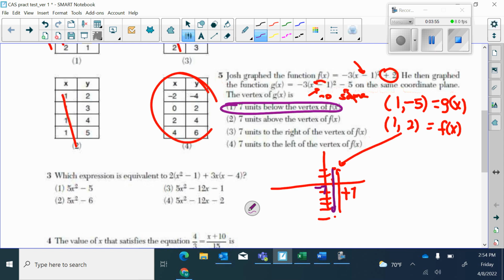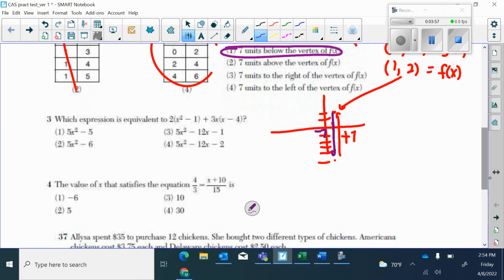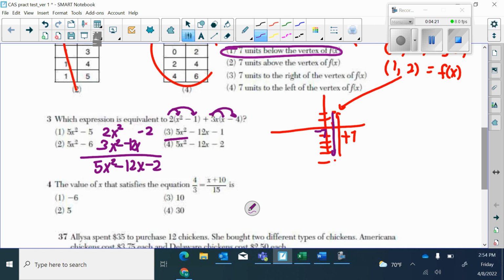Which expression is equal to that? So that's just distributive property and combining like terms. It should be 3 points. I get 2x squared minus 2. Here I have 3x squared and minus 12x. Notice I just lined them up in like terms. So I have 5x squared minus 12x minus 2. Right there. Should be 3 points.